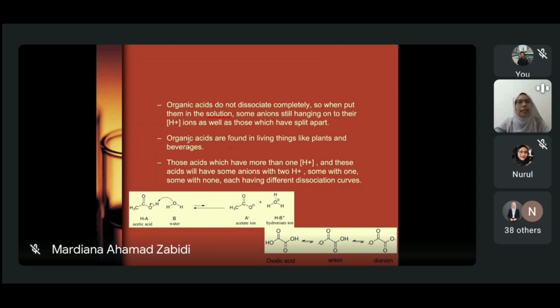So this particular organic acid is found in living things, for example in plants, in fruits, as well as beverages. And this particular acid has more than one hydrogen ion, and those acids will have anions which have two hydrogen ions. Some of them will have one, some of them will have none of these hydrogen ions. So each of them will have a different dissociation curve.